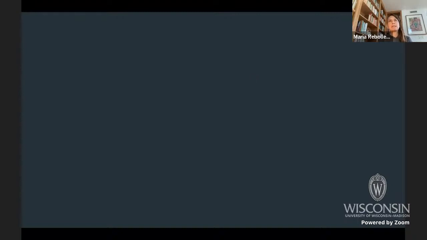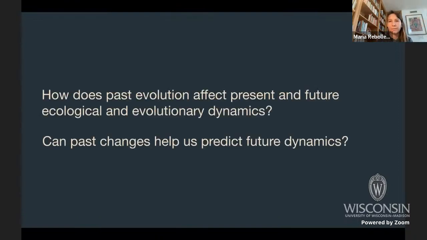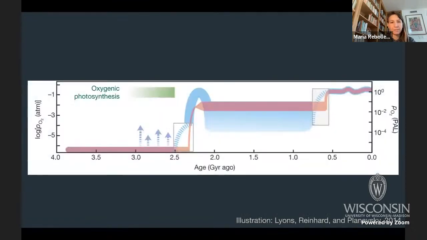And in general, I'm really interested in history, and how past changes affect the present and future. How does past evolution affect present and future ecological and evolutionary dynamics? And can past changes help us predict future dynamics? I don't think I need to convince anyone in this room that the evolution of certain innovations like photosynthesis has really changed our environment, has changed our planet, and continues to shape current evolutionary and ecological dynamics in important ways.